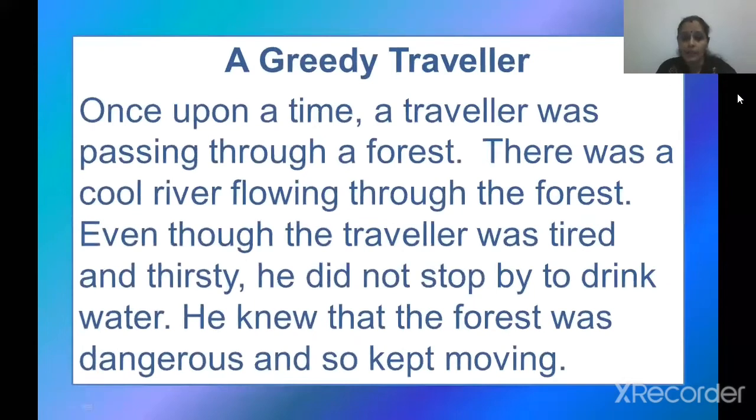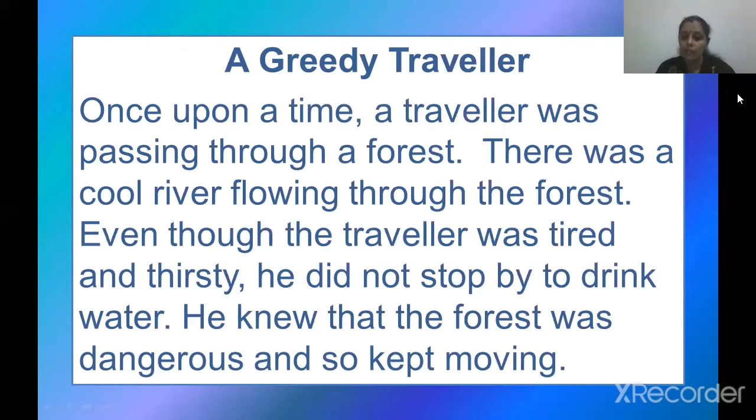This is the beginning. Here we are saying, once upon a time, a traveler was passing through a forest. There was a cool river flowing through the forest. And even though the traveler was tired and thirsty, he did not stop by to drink water. Why? Because he knew that the forest was dangerous and so he kept moving. Okay, this is the beginning, the first para.